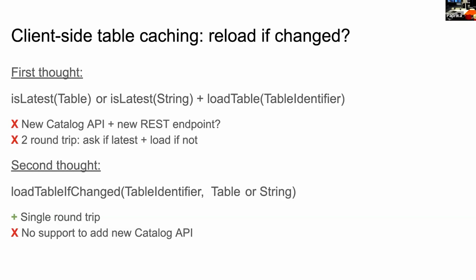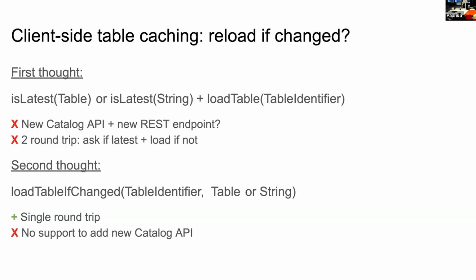And also it would require quite invasive change within the REST catalog, the REST endpoint, and you have to extend the catalog API as well. So the second thought was, why don't we have one single function, something like load table if changed? And then you only have one single round trip if you manage to tweak the REST spec in a way that you can reuse the existing load table API, just add a couple of new parameters, and then it can perform this. There is one shortcoming for this, that it requires a catalog API change.